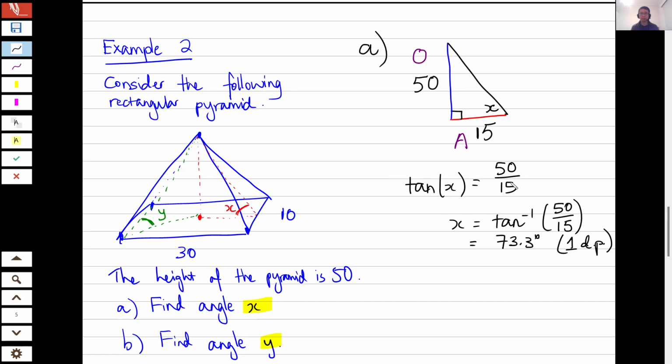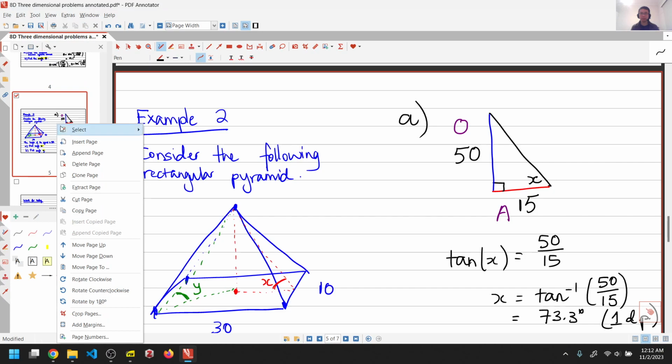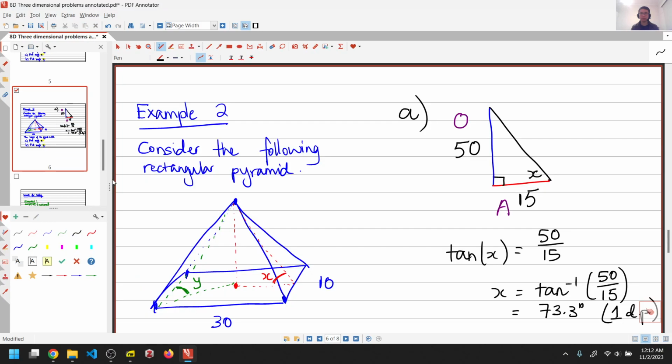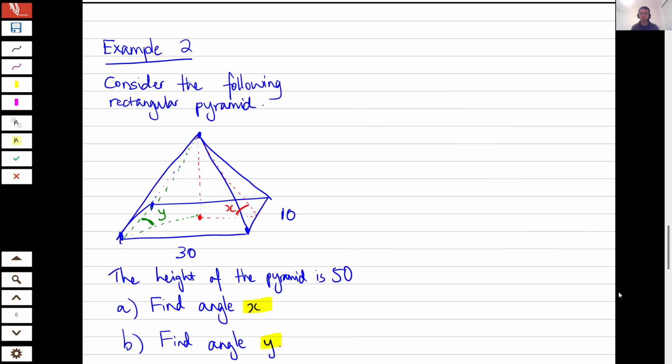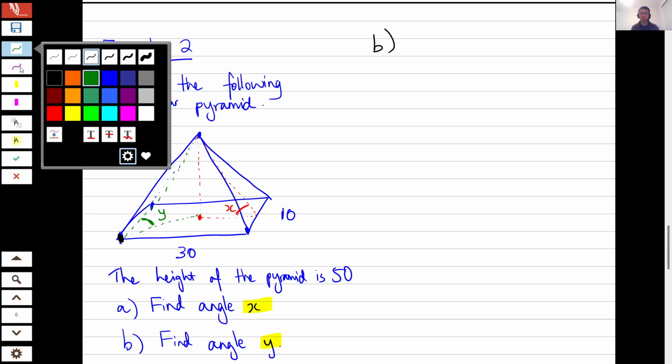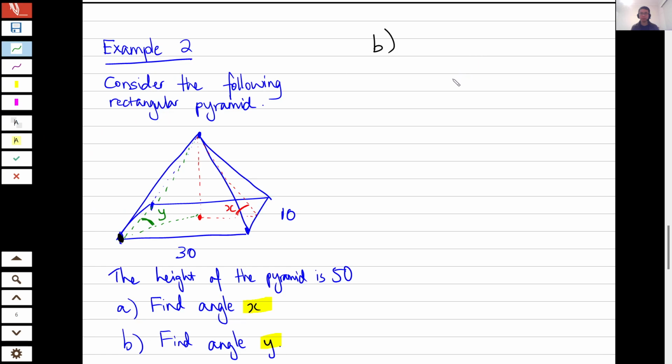I'll need to duplicate this page again because I don't have enough space, so 1 second. Okay, so part B. I want you to notice that this is a diagonal line from one corner of the base to the middle. So we're going to need to use Pythagoras' theorem to work out that diagonal length along the bottom there.